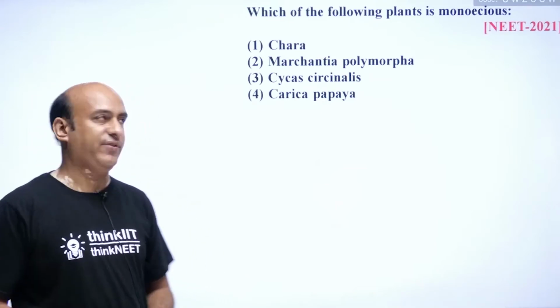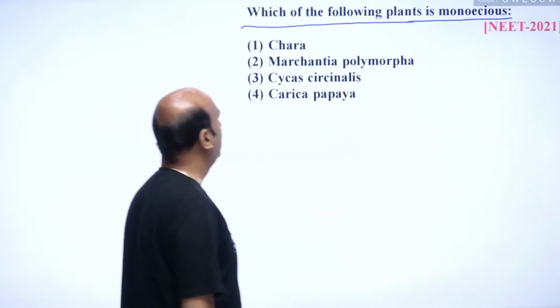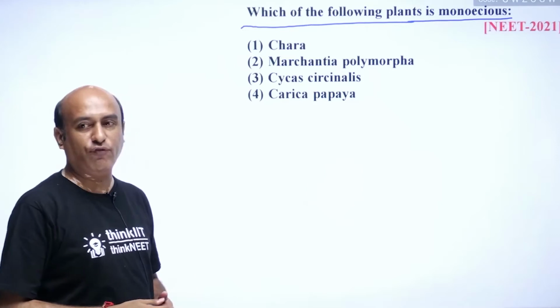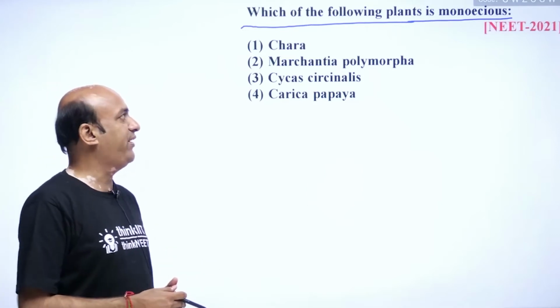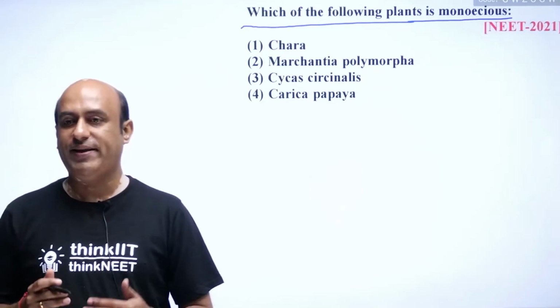Here the question is, which of the following plants is monoecious? Here the options are option number 1, Chara, option number 2, Marchantia polymorpha, option number 3, Cycas circinalis, and option number 4, Carica papaya. So student, which option here is the correct one?